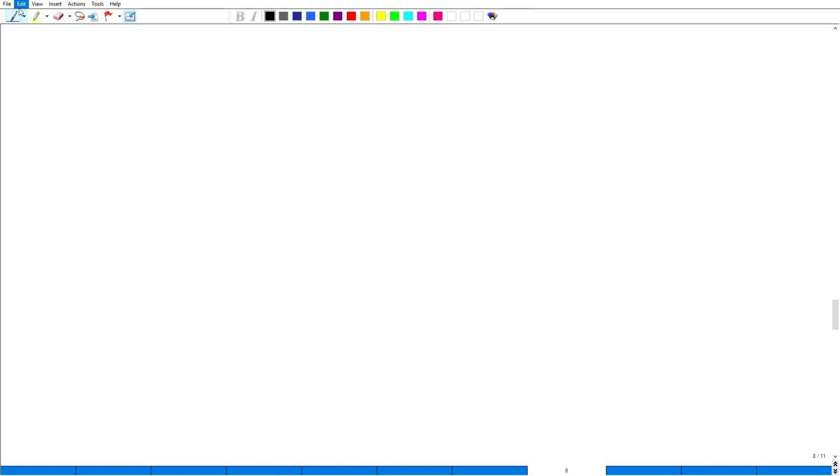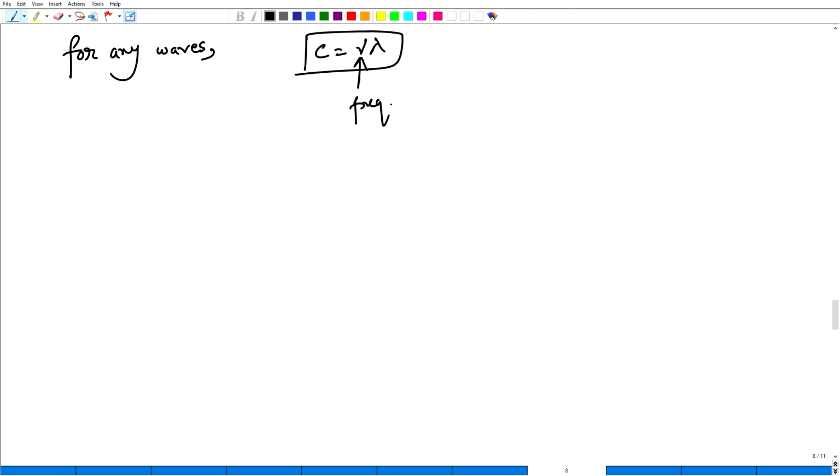Now, for any waves, that may be electromagnetic waves, mechanical waves or sound waves, the basic relation is c equal to nu times lambda. We are considering electromagnetic waves, that is why we are writing c here. This is our frequency and this is the wavelength.